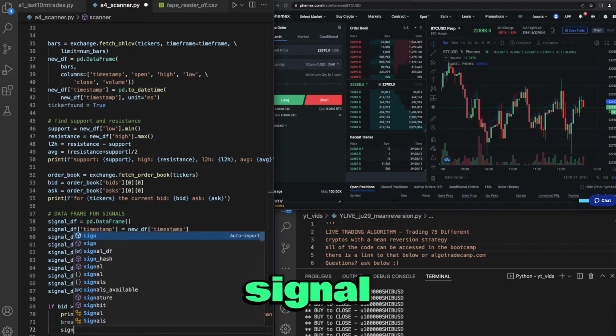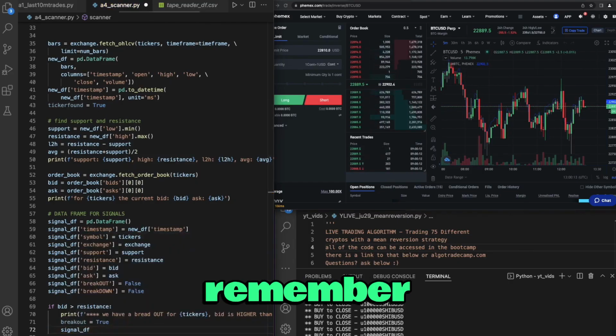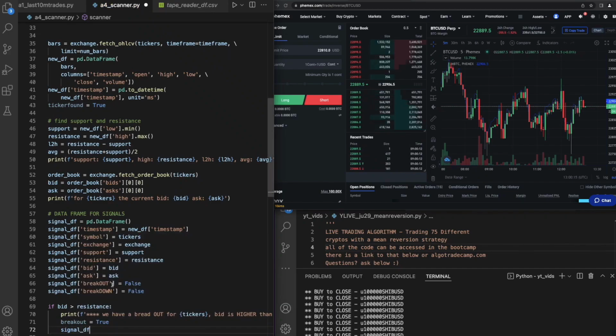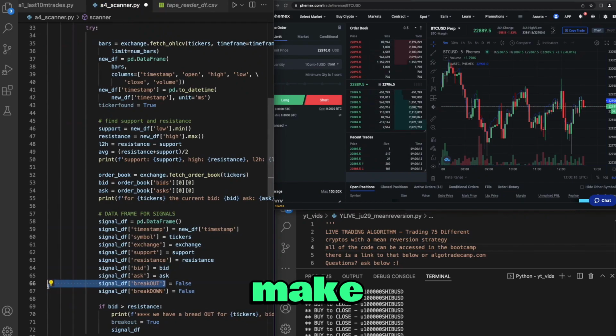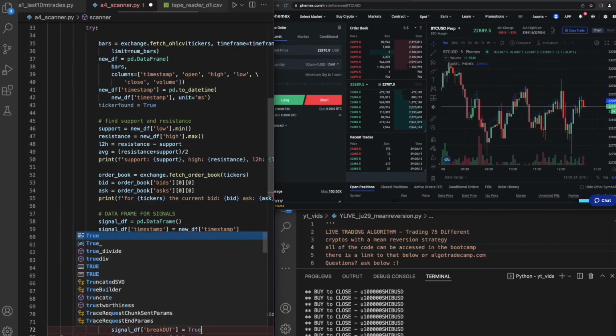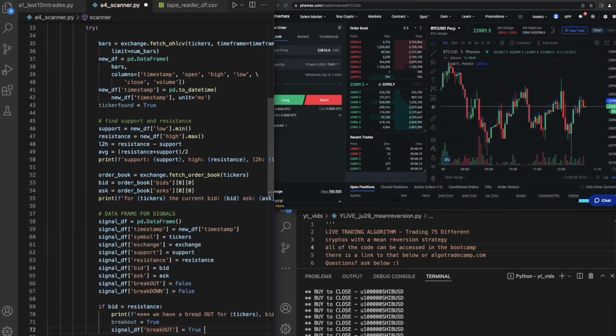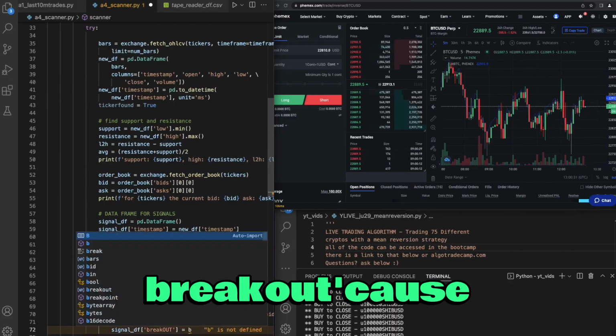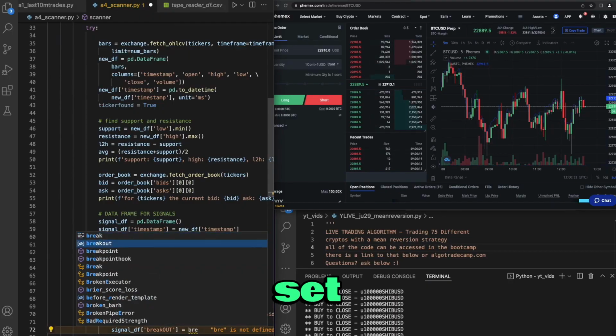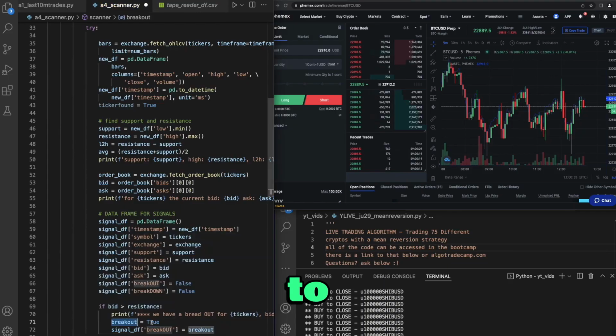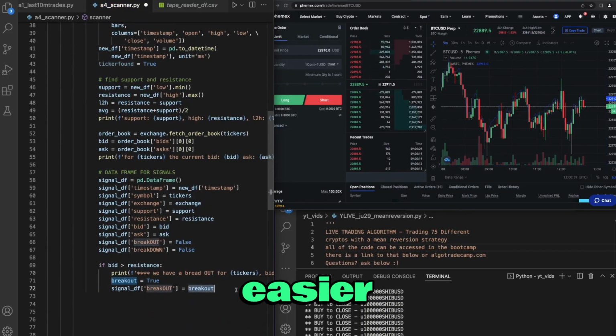And then we want to say signal df. In that df, remember we said breakout is false. We actually want to make it true now. And we can do that by just saying breakout, because we just set breakout to true, right? Set breakout to true, and then we set it true here. I could have used pandas to do this, but I think this is the easier way for now.